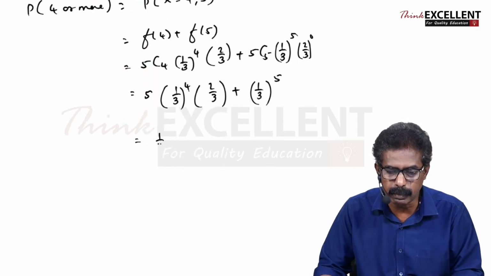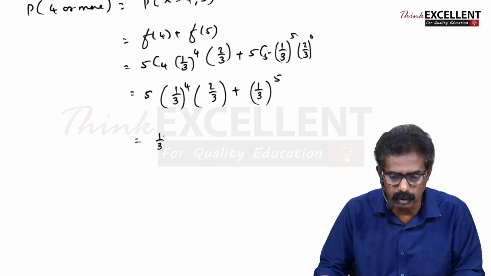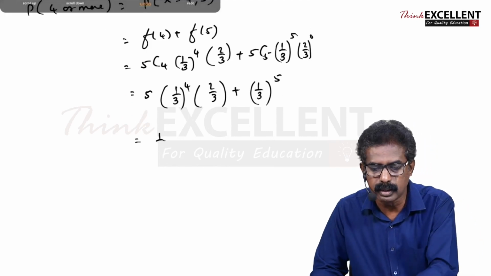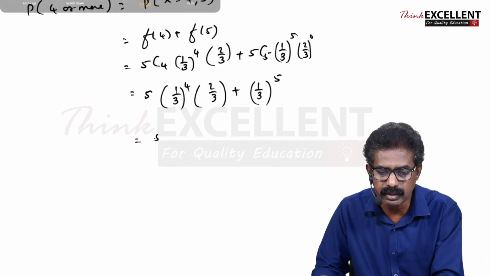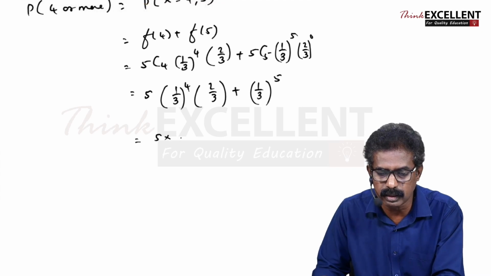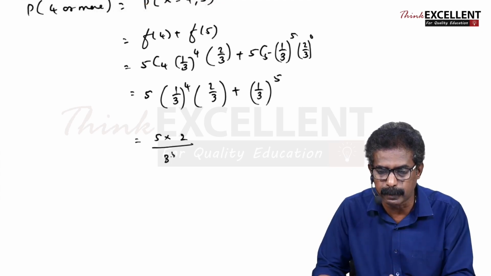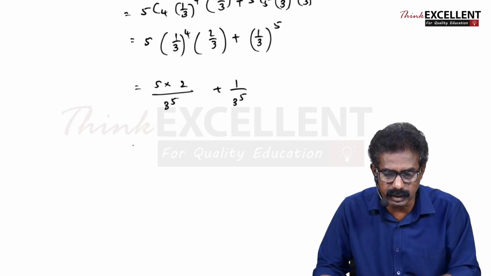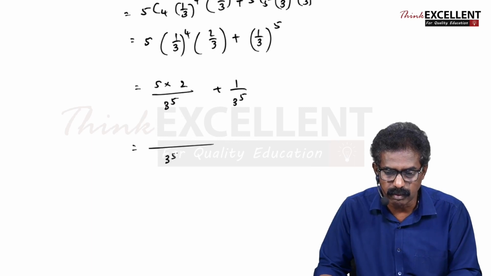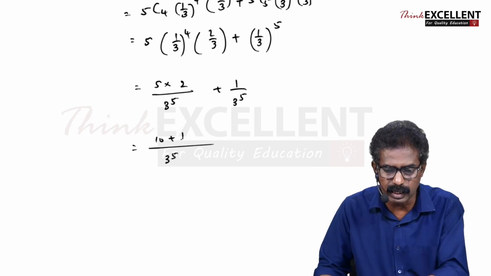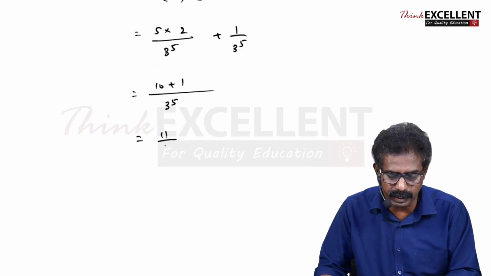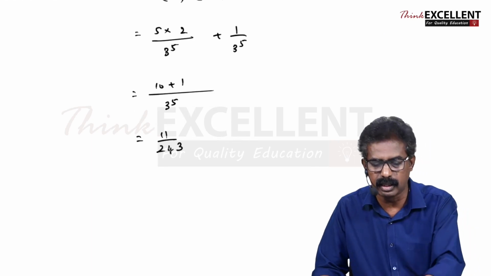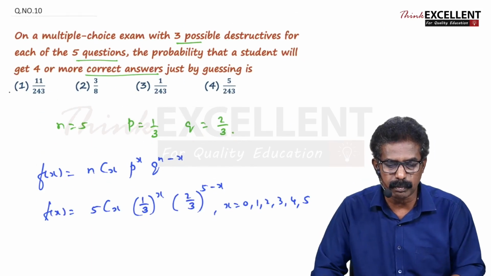So you can take 1 by 3 raised to 4 common, right? Or you do one thing. 5 into 1 raised to 4 is 1 into 2 over 3 raised to 4 and one more 3, so 3 raised to 5. Plus 1 raised to 5 is 1 over 3 raised to 5. Now for 3 raised to 5 you can take out the LCM. 5 into 2, 10 plus 1, 11, right? So you are getting 11 by 3 raised to 5, which is 243. And that is option number 1.